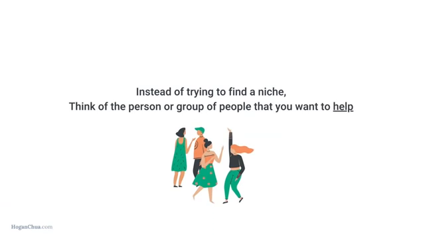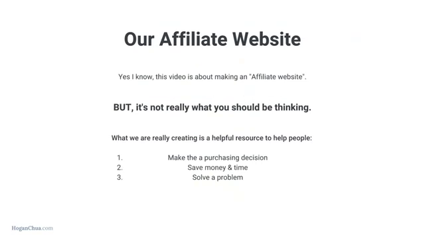So basically when we're talking about finding a niche, just think of the person or the specific group of people that you want to help. I know that you guys want to make an affiliate marketing website and make affiliate commissions and a passive income, but it's not really what you should be thinking that you are creating, right? All you're creating is a helpful resource, a helpful website to help other people. You want to help them make a purchasing decision, save time and save money, and solve a problem.